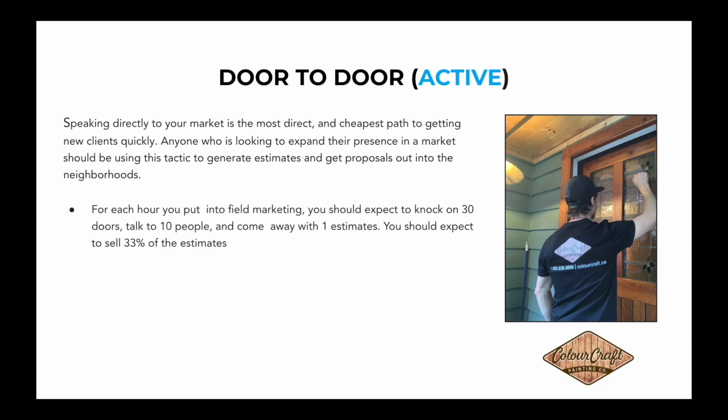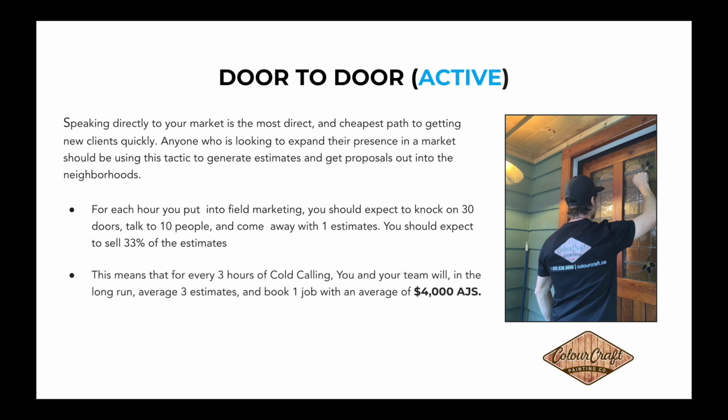So for each hour you put into field marketing, you should expect to knock on 30 doors, talk to 10 people, and come away with one estimate. You should expect to sell 33% of the estimates that you schedule doing door to door. So this means that for every 3 hours of cold calling, you and your team in the long run should average 3 estimates and book one job at an average job size of $4,000.